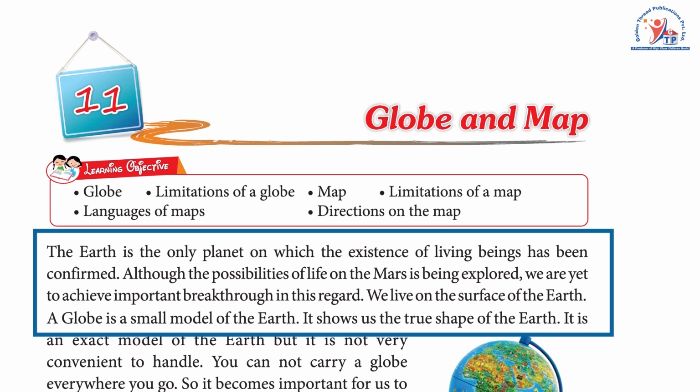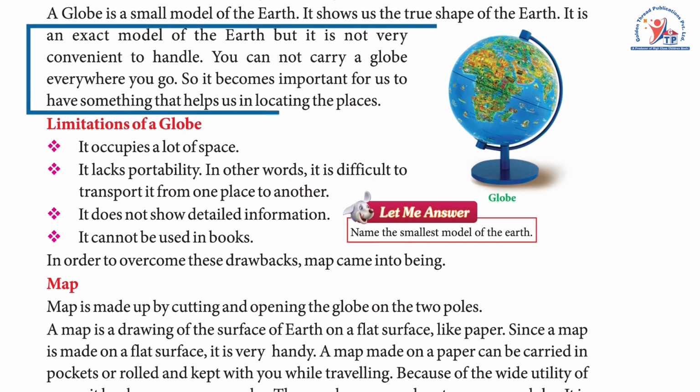It shows us the true shape of the Earth. It is an exact model of the Earth, but it is not very convenient to handle. You cannot carry a globe everywhere you go. So, it becomes important for us to have something that helps us in locating the places.